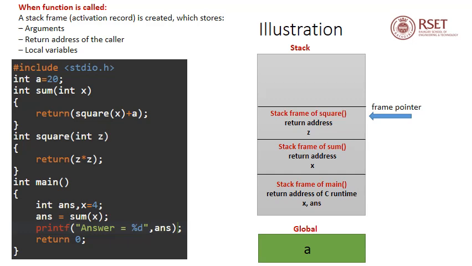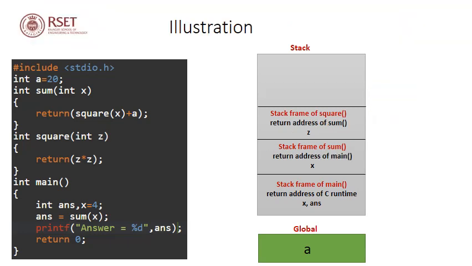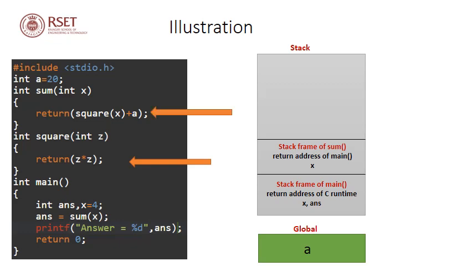And we have some free space in the stack, and the stack pointer will point to the current free space in the stack. Now suppose the function square finishes its execution, computes the value z square and executes the return statement. Now we are at this point, and the stack frame associated with square will be popped out of the stack once its return statement is executed. And we'll go back to the function sum and resume execution at this point.